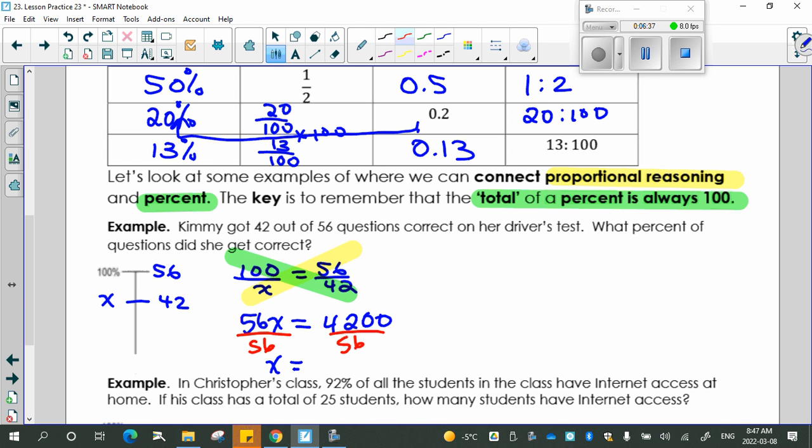And we get X equals, what is it? 75. And that means X is here, right? So that means 75%. So therefore, Kimmy got 75% of the questions correct.